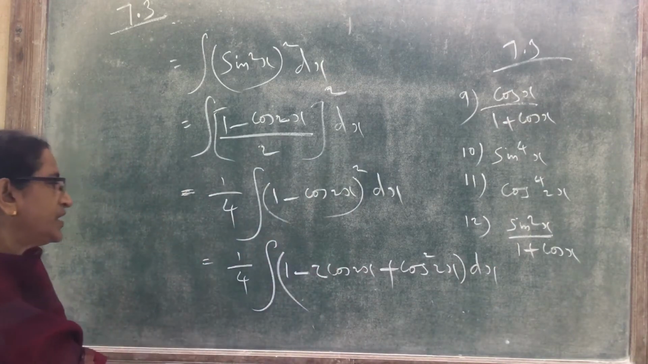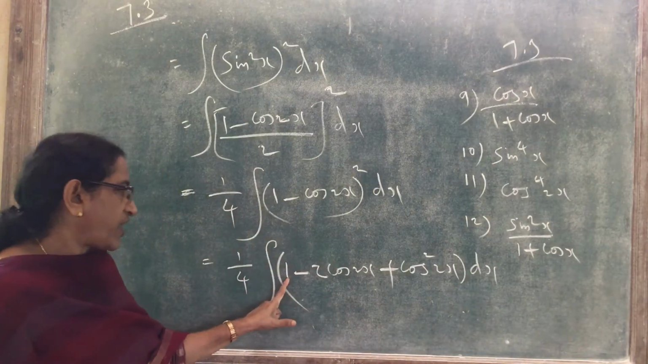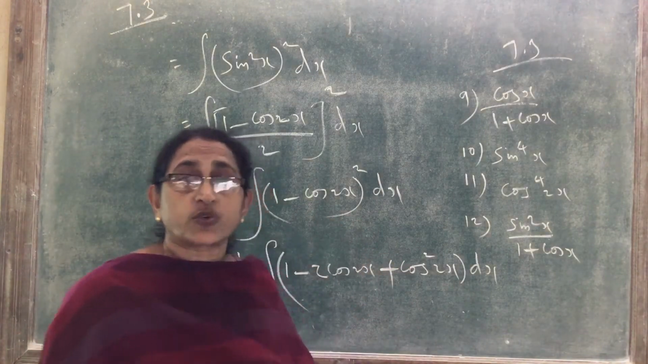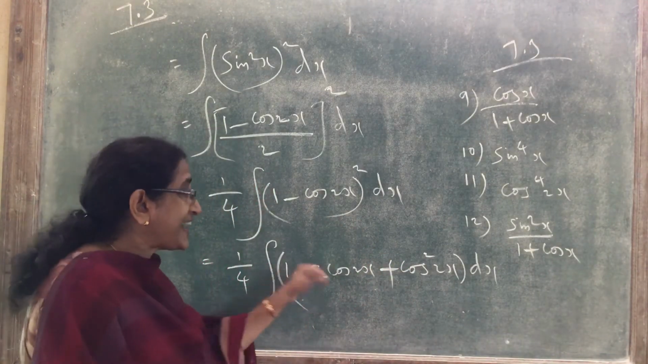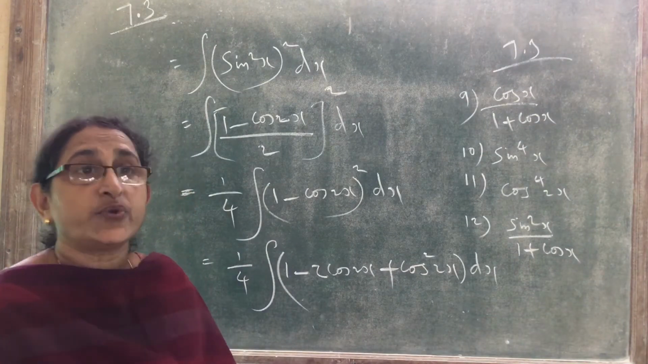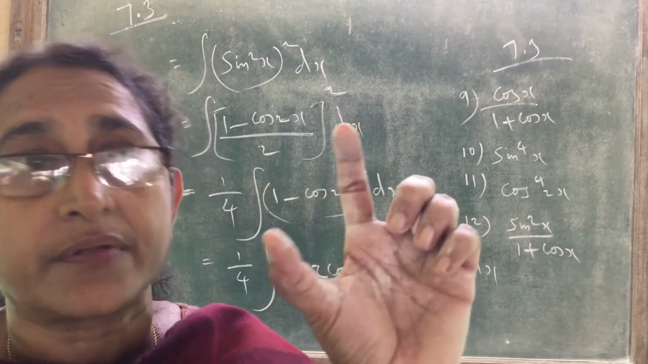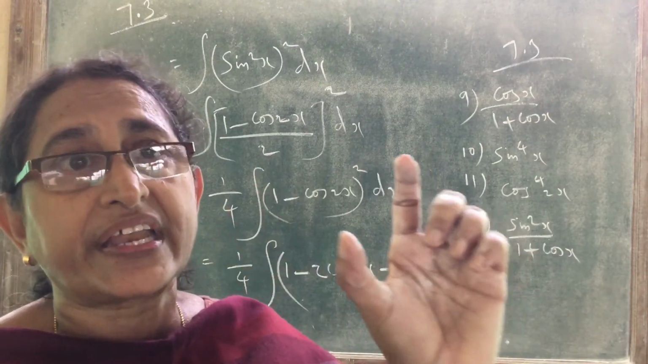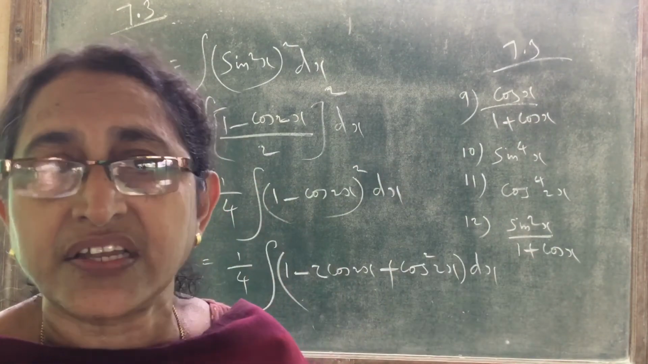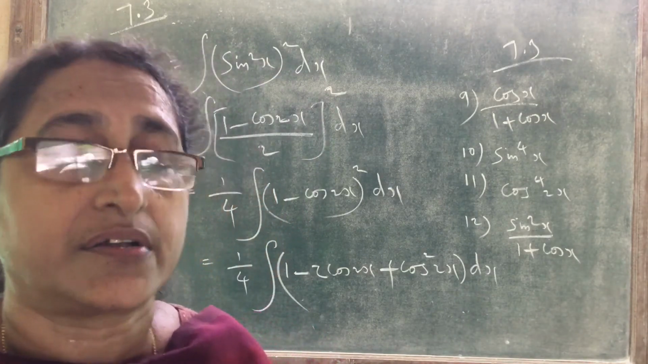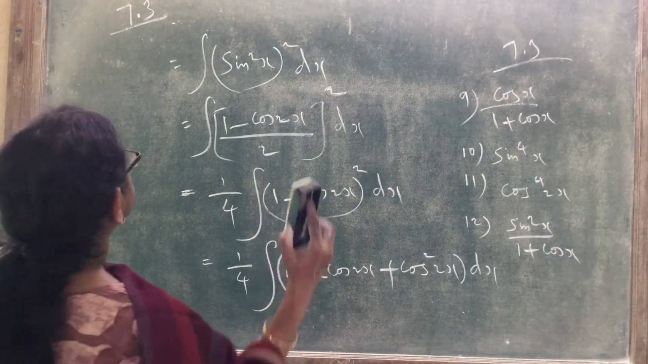Now we have to integrate. The integral of 1 we know, the integral of 2 cos 2x we know. How to find the integral of cos^2 2x? These two we can write directly. But for cos^2 2x, I told you whenever there is cos^2 x or sin^2 x, we have to use the identity. So here also again we have to use the identity for cos^2 2x.